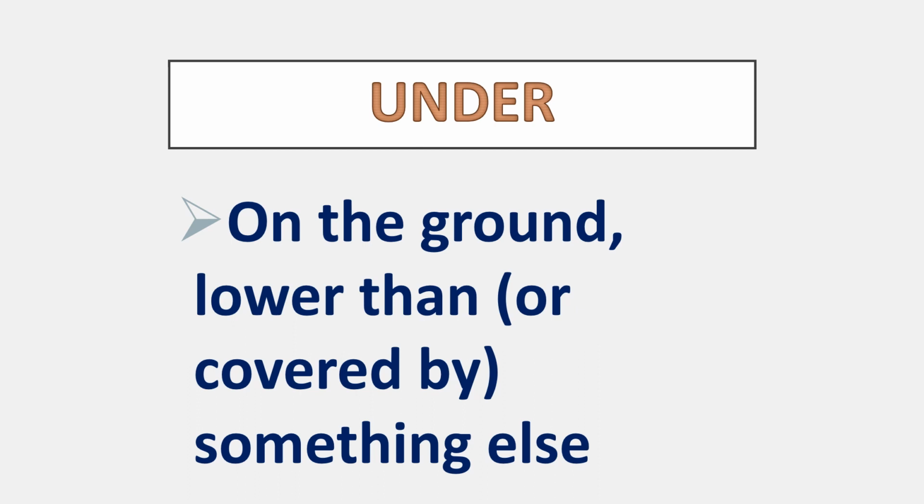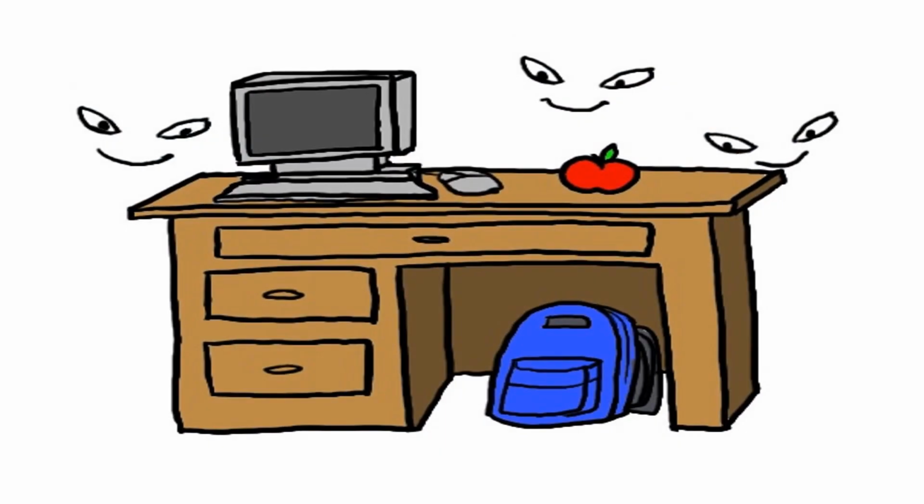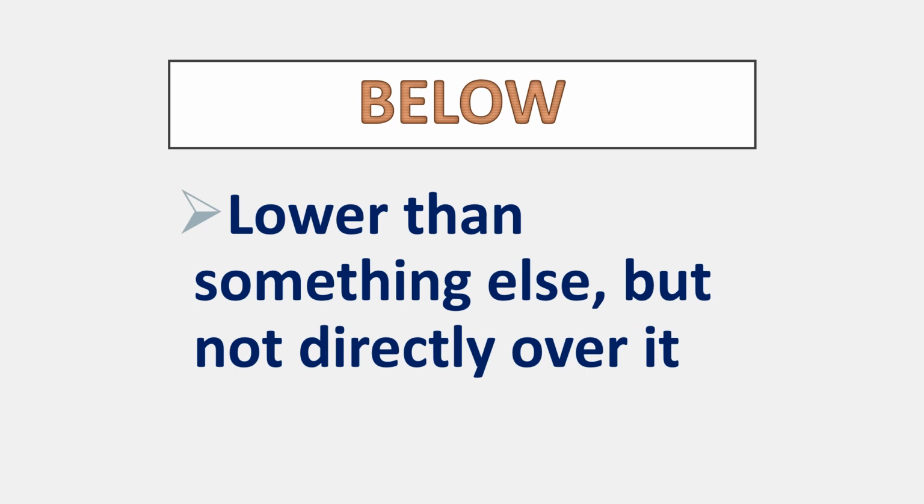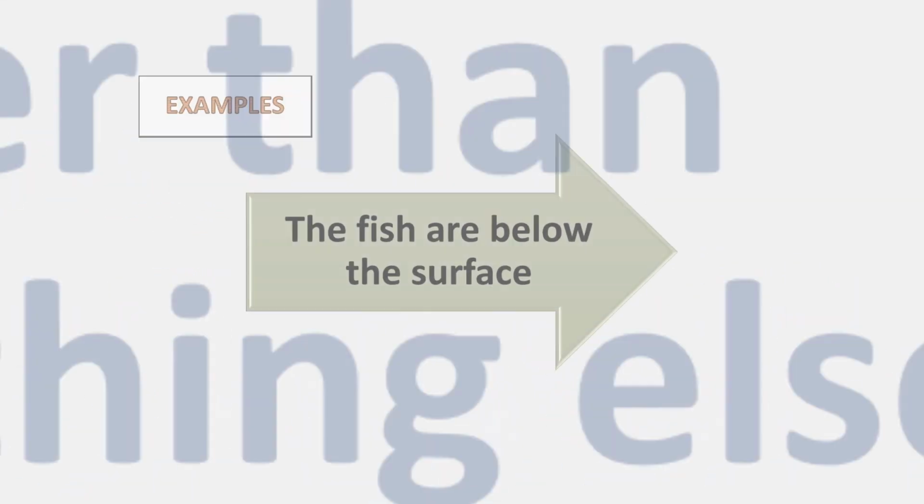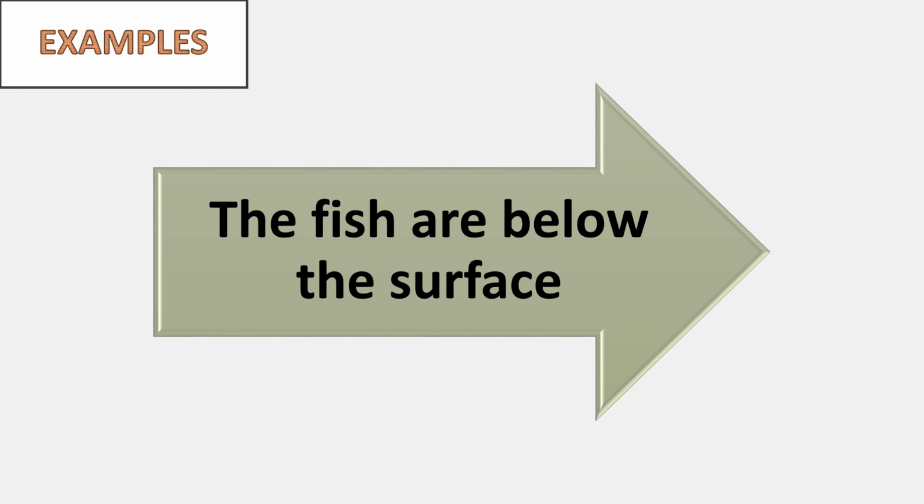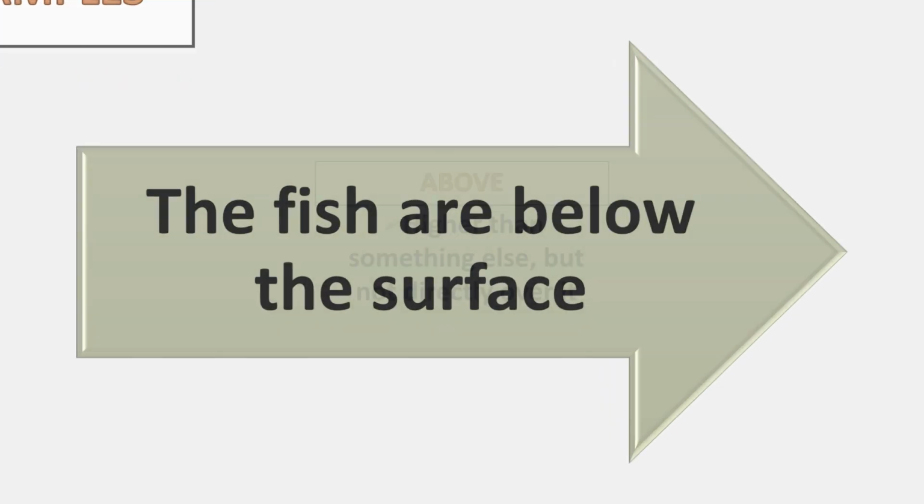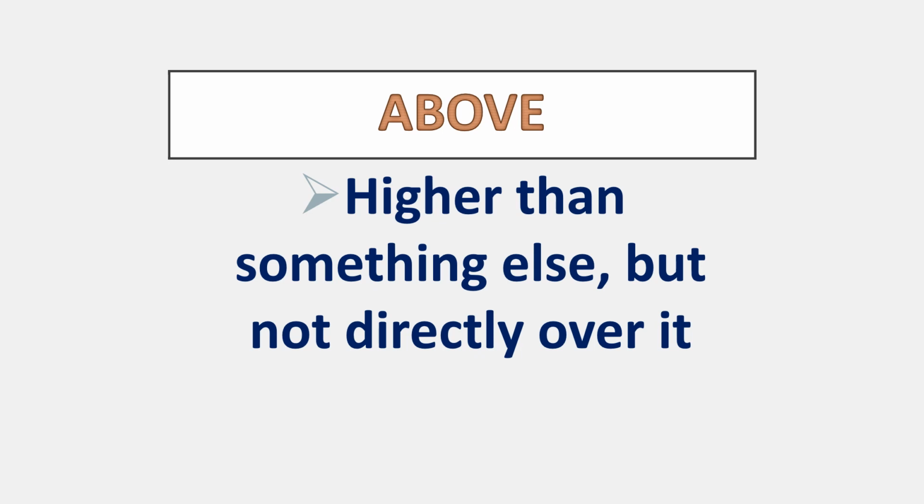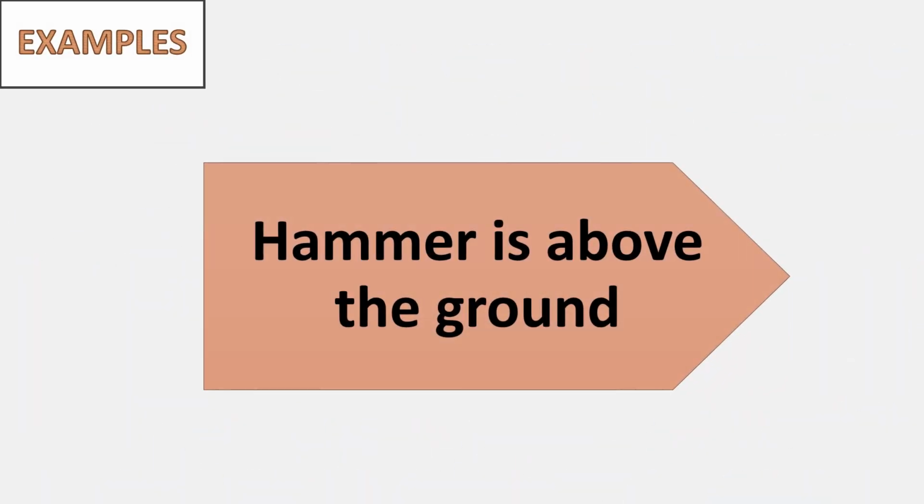"Under". Under is used for on the ground, lower than or covered by something else. For example, the bag is under the table. "Below". Below is used for lower than something else but not directly under it. For example, the fish are below the surface. "Above". Higher than something else but not directly over it. For example, the hammer is above the ground.